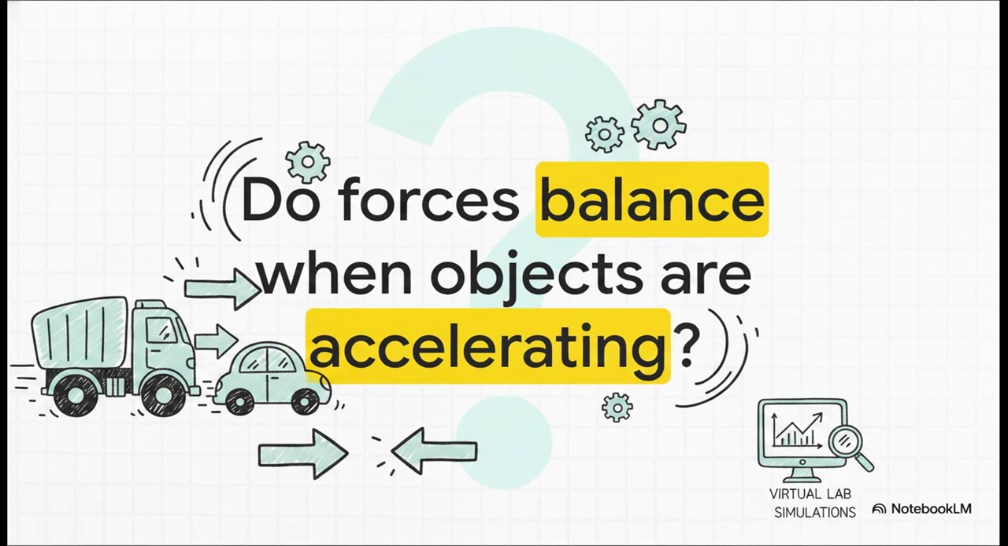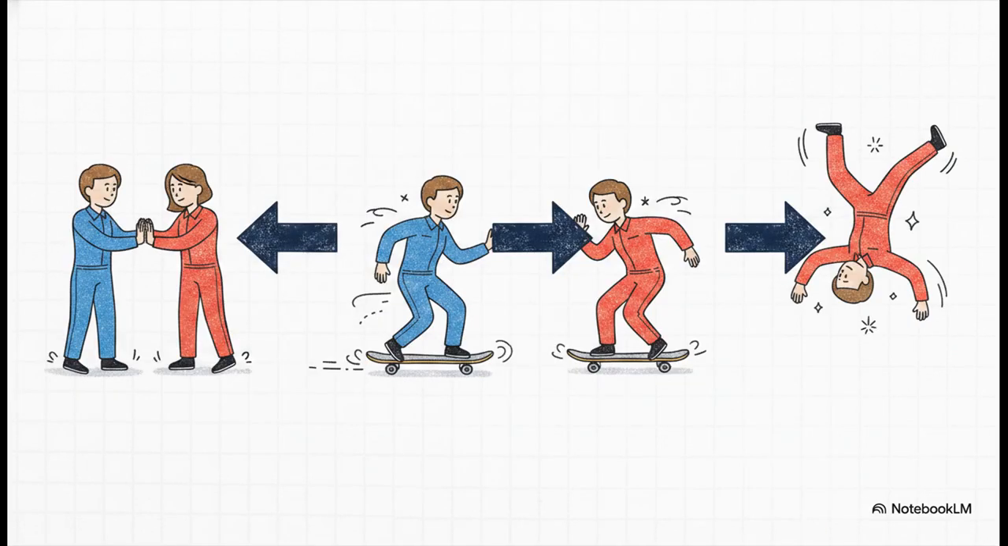Well, let me ask you this directly. Think about it carefully. Do these action and reaction forces balance out when objects are actively accelerating? There is this incredibly persistent misconception out there. People think that if an object is accelerating, say a massive heavy truck is pushing a tiny small car, the truck simply must be exerting a larger force on the car than the car is exerting back on the truck.